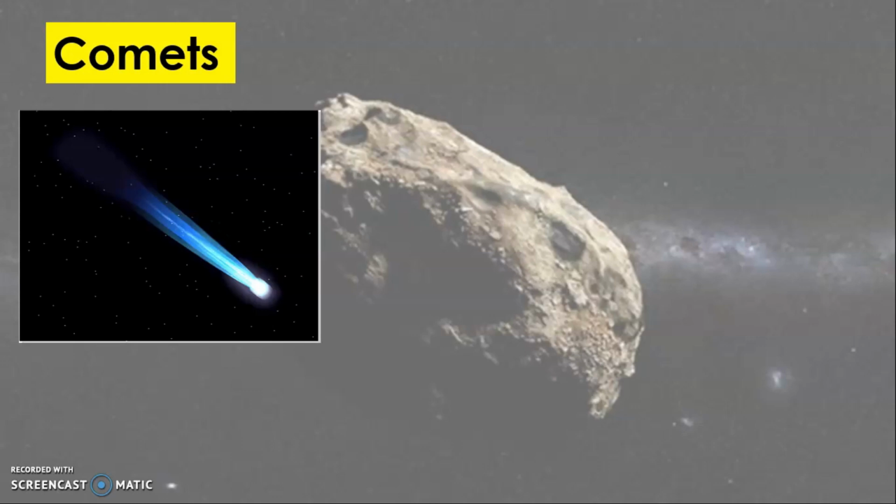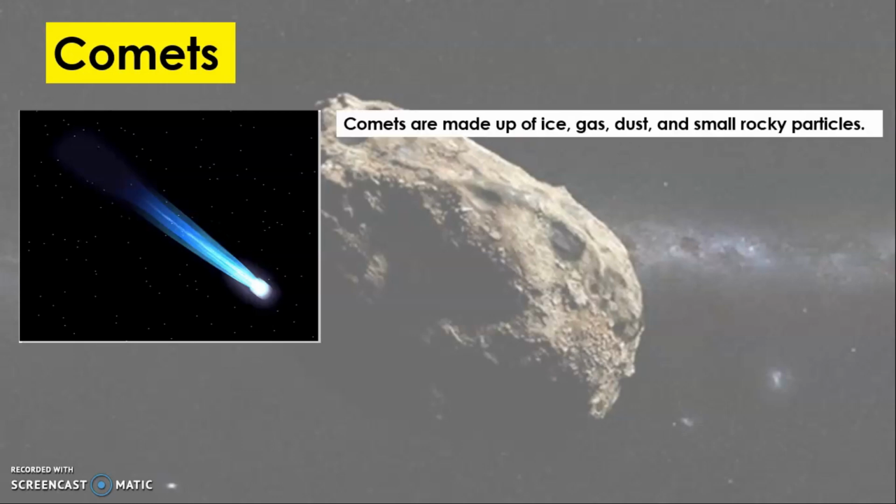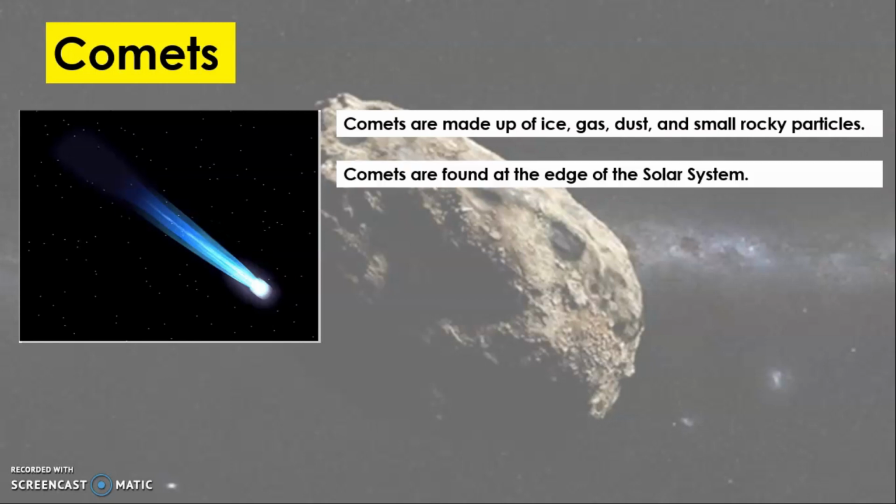Let's begin with comet. Comets are made up of ice, gas, dust, and small rocky particles. Comets are found at the edge of the solar system, so in the outer part.